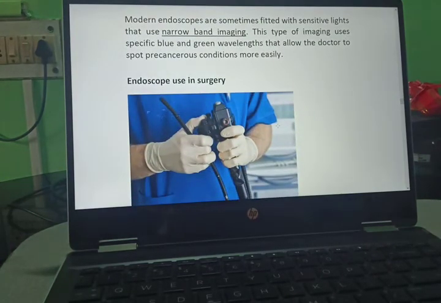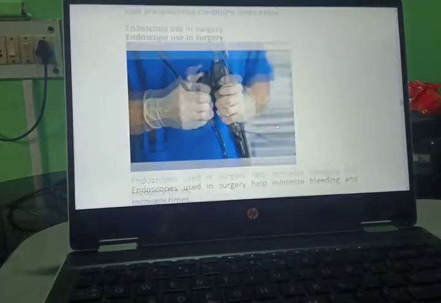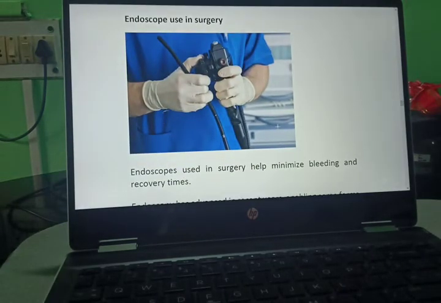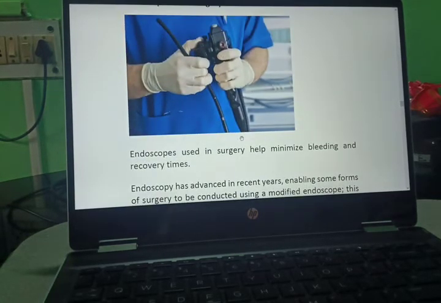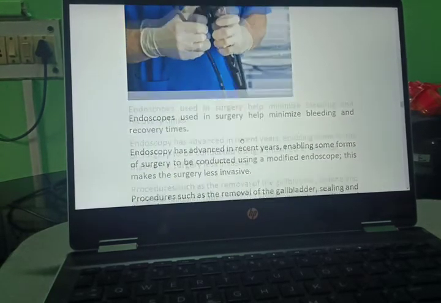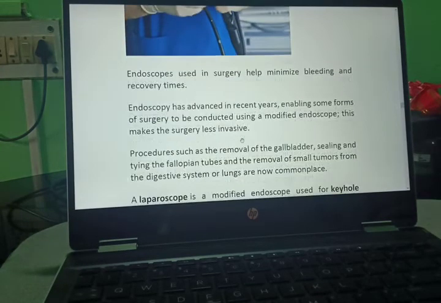Modern endoscopes are sometimes fitted with sensitive lights that are used in narrow band imaging. This type of imaging uses specific blue and green wavelengths that allow the doctor to spot a precancerous condition more easily. You can see how endoscopy is done. This is the camera, this is the tube. Endoscopy used in surgery helps in minimizing bleeding and recovery times.